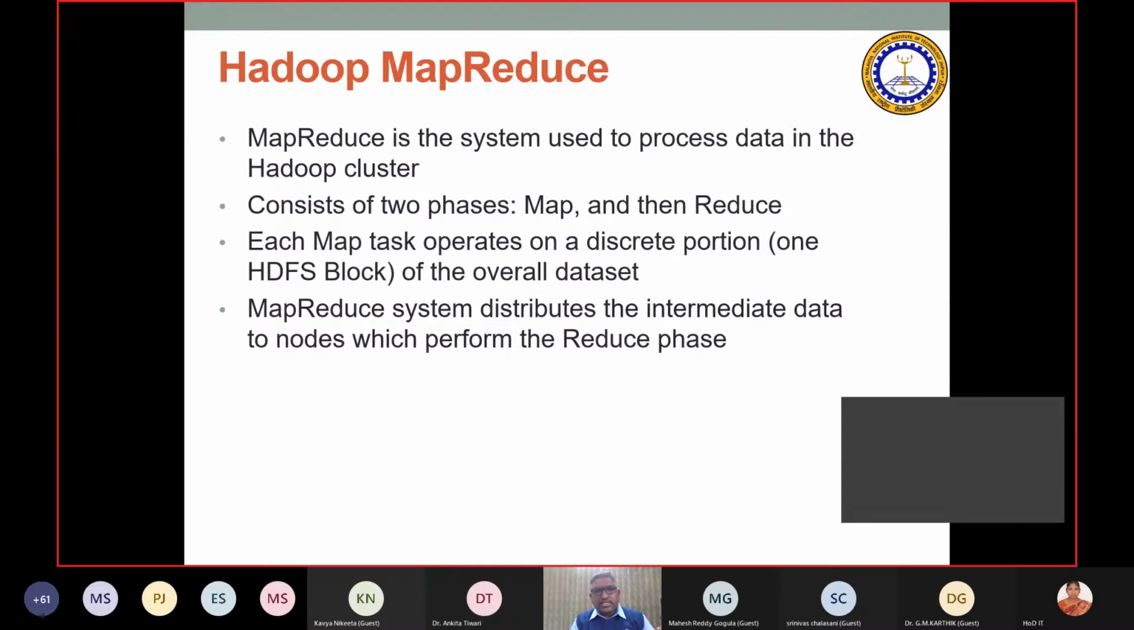HDFS, as we have discussed in the previous session, was built on the Google file system, GFS, right? So now on Hadoop MapReduce, the MapReduce is the system which is used to process the data in the Hadoop cluster. The programming paradigm itself has two phases or two components in every program, right? There is a mapper and there is a reducer. There is a mapper task and a reducer task, or mapper function and reducer function.